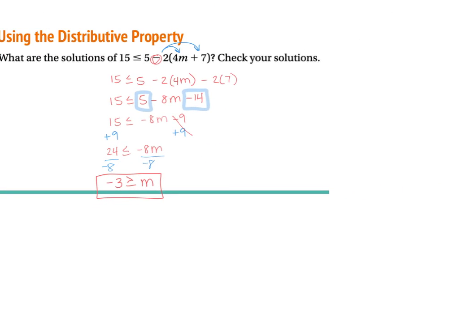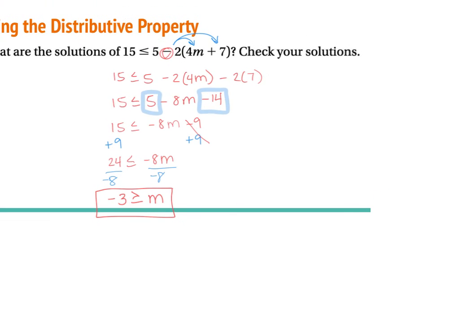Check our solution. So m, we've got to pick a value that's less than or equal to negative 3. So m equals, I'm just going to pick negative 4. Okay? What we have to do is plug that back into our original inequality, which was this one. So we're going to get 15 is less than or equal to 5 minus 2 times (4m plus 7), where m is now negative 4. Okay? So 15 is less than or equal to 5 minus 2 times.